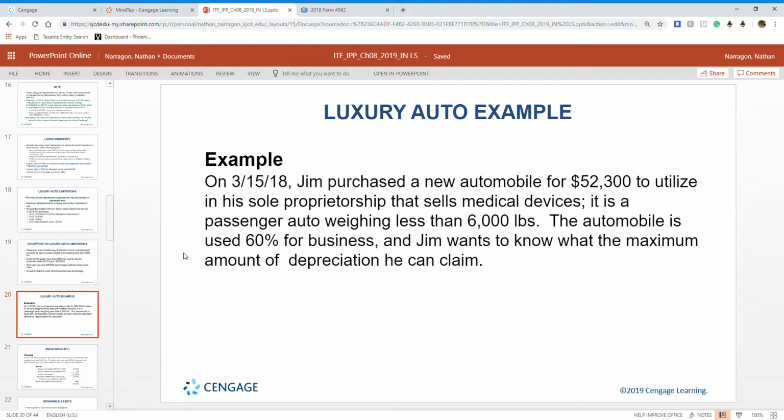Now, Jim purchases a new automobile for $52,300 to utilize in his sole business, and it sells medical devices. It is a passenger auto weighing less than 6,000 pounds. The automobile is used 60% for business, and Jim wants to know what's the maximum amount of depreciation he can claim.